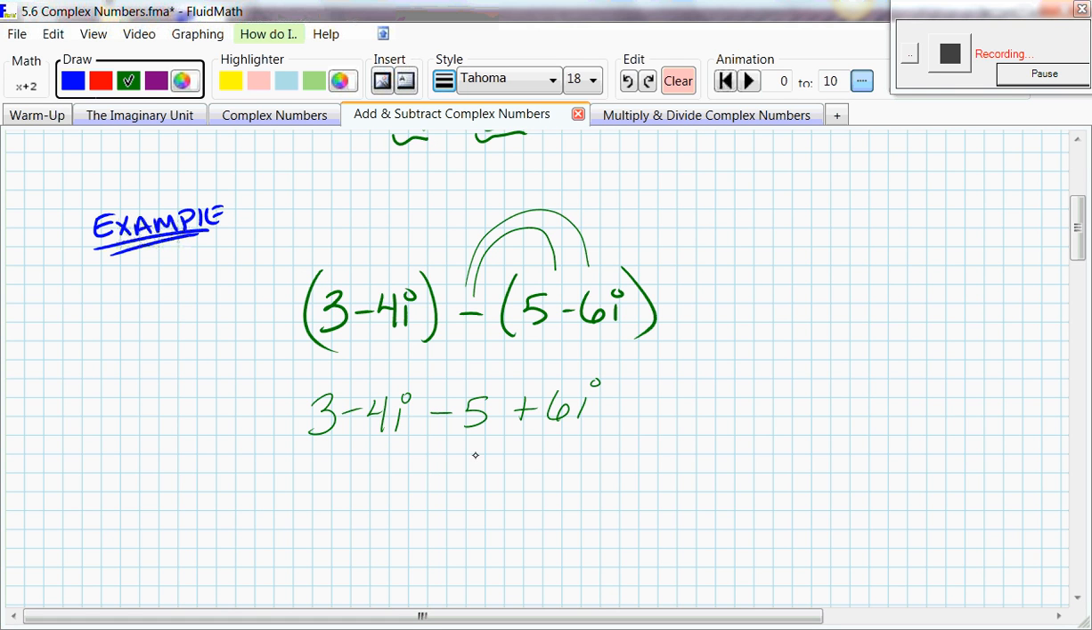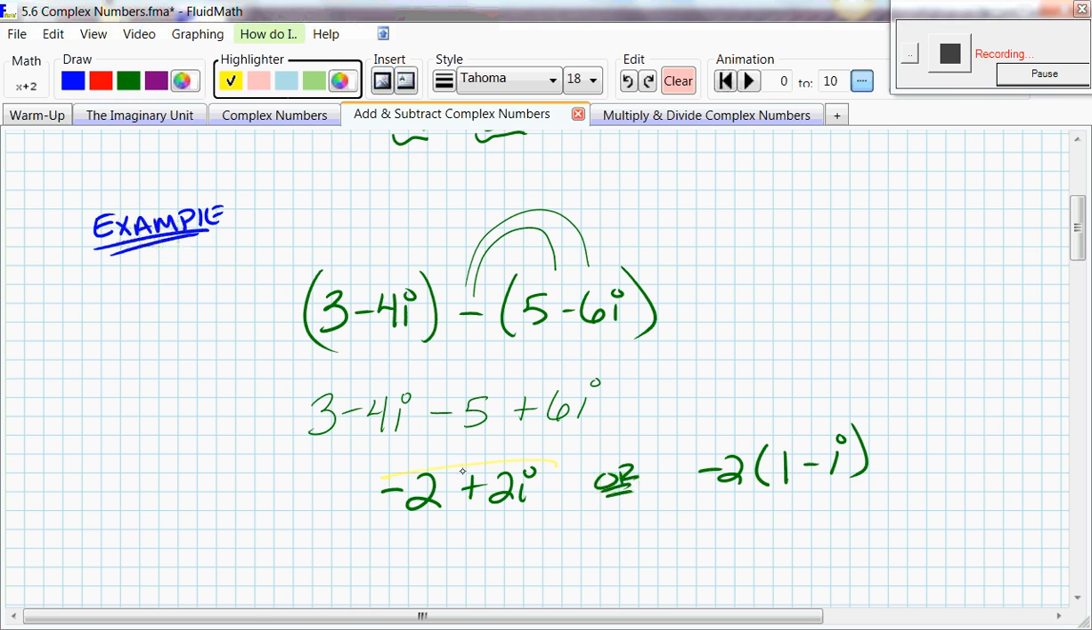So, let's see here. Let's add the real parts together. How much is 3 minus 5? Negative 2. How much is negative 4 plus 6i? Positive 2i. Now, you can leave it like that, or you can factor out a negative 2, which gives you 1 minus i. Either one of those is okay.